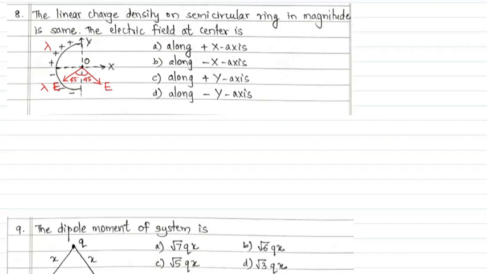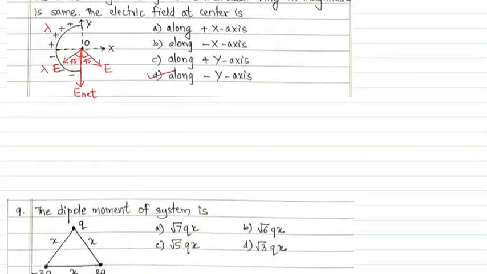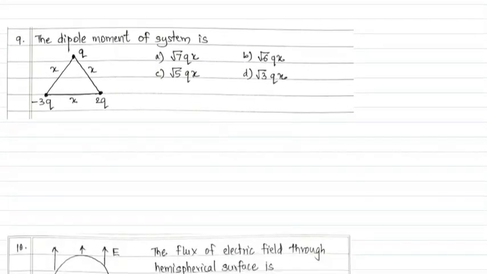If you observe, both are equal, so the resultant will act exactly at the center, along the negative y-axis. So option D is the answer. Option D. Clear, students? Next one.